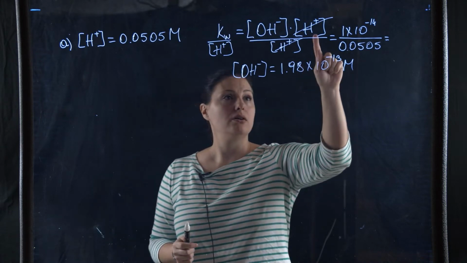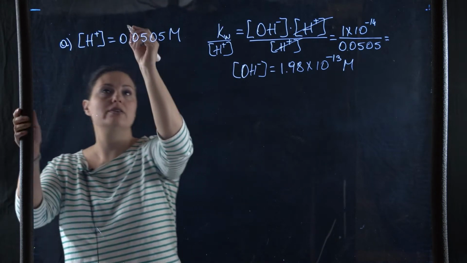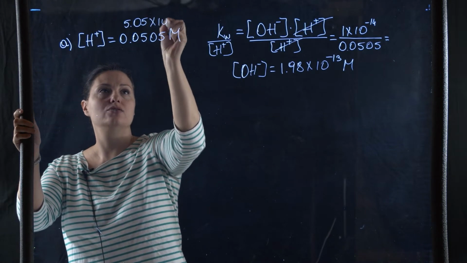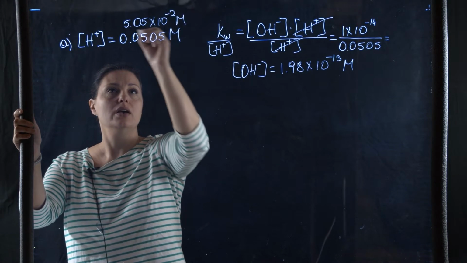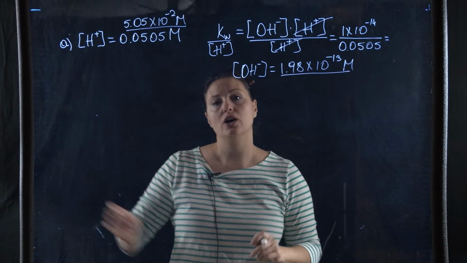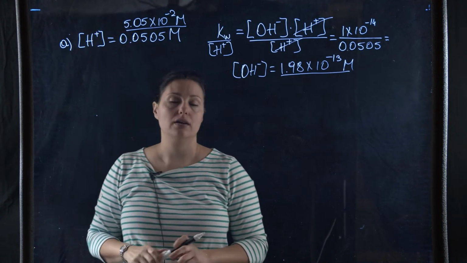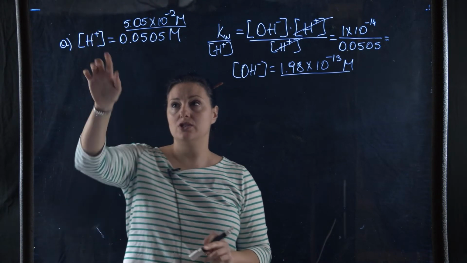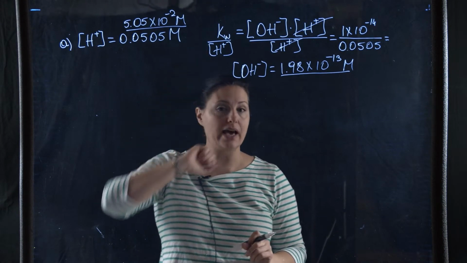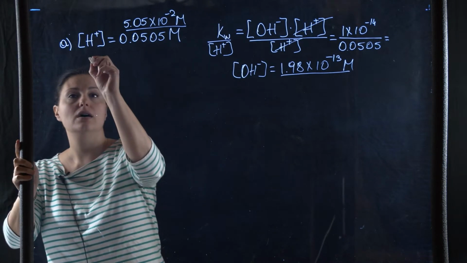So let's compare. My concentration of H plus is 0.05, or I can rewrite this as 5.05 times 10 to the minus 2nd molar. This is my concentration of H plus. This is my concentration of OH minus. Obviously, I have a lot more acid, so my concentration of H plus is a lot larger than that of OH minus, which means that because I have an excess of H plus, my solution is acidic.